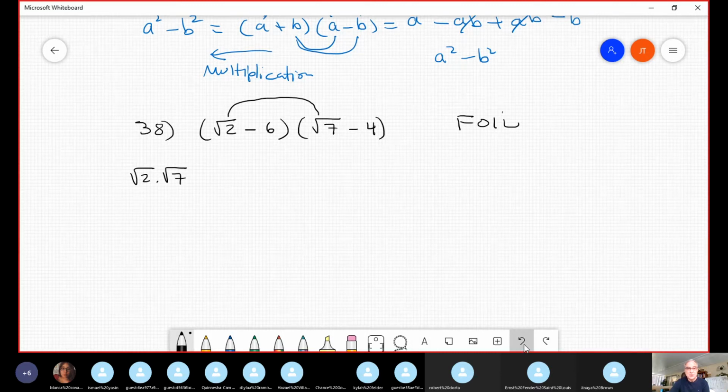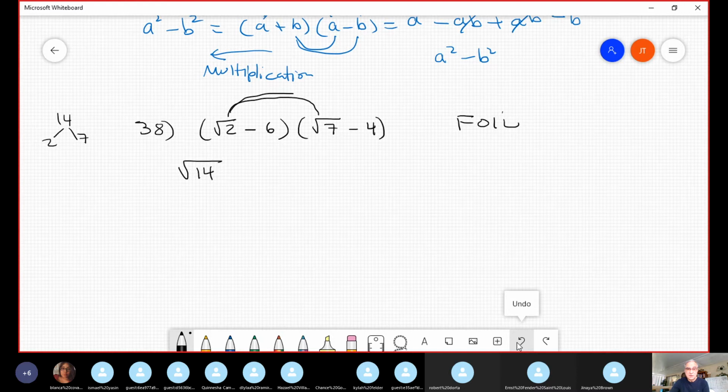And can we simplify radical 14? No. Why no? Because 14 is only 2 and 7, and we have no pair to simplify. And this is minus 4 radical 2. And this is minus 6 radical 7. And this is plus 24.